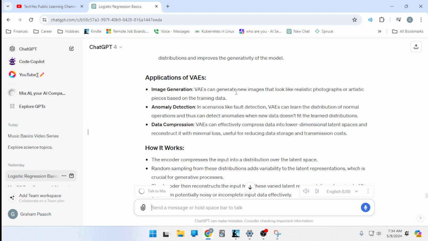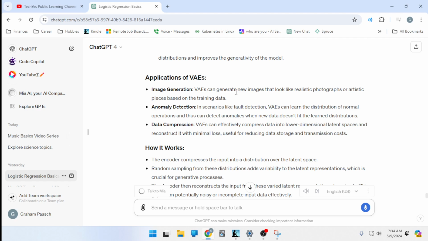Applications of VAEs. Image generation. VAEs can generate new images that look like realistic photographs or artistic pieces based on the training data. Anomaly detection. In scenarios like flood detection, VAEs can learn the distribution of normal operations and thus can detect anomalies when new data doesn't fit the learned distributions. Data compression. VAEs can effectively compress data into lower dimensional latent spaces and reconstruct it with minimal loss, useful for reducing data storage and transmission costs.